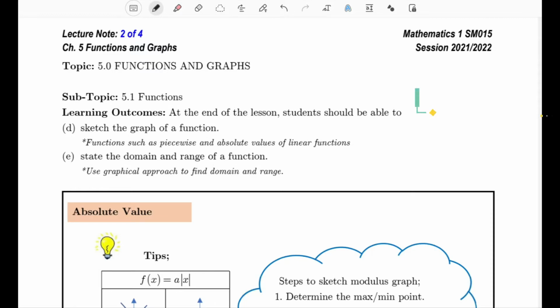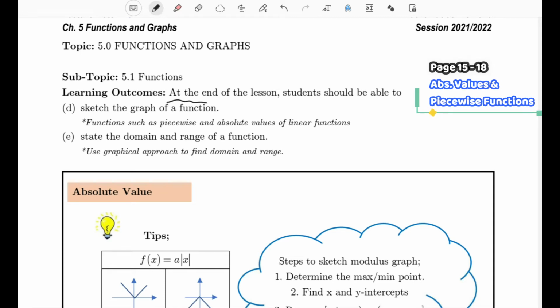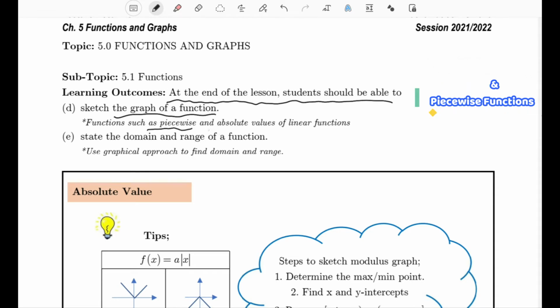Right, lecture 2 of 4, function and graph. Learning outcomes. At the end of the lesson, students should be able to sketch the graph of a function again, but now we are going to concentrate on piecewise and absolute values of linear functions. State the domain and range of a function.